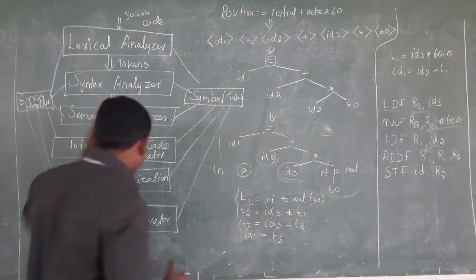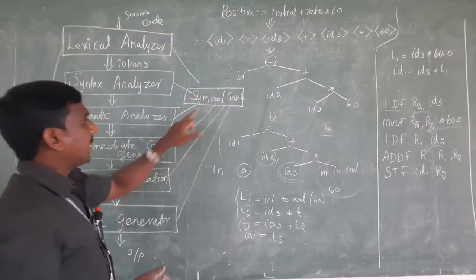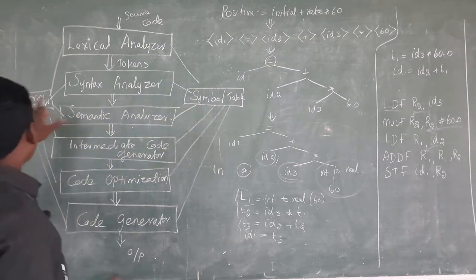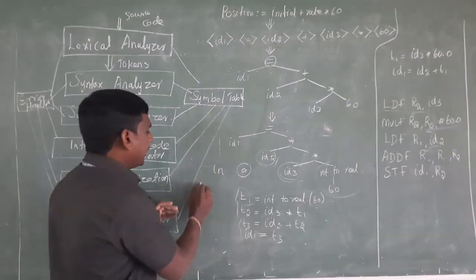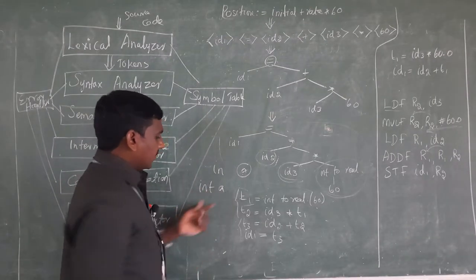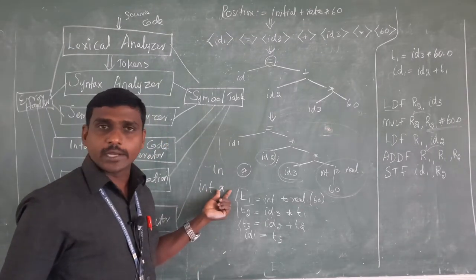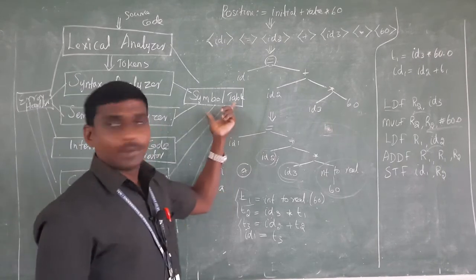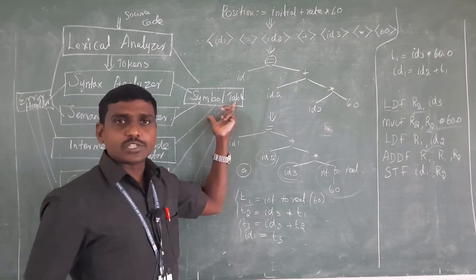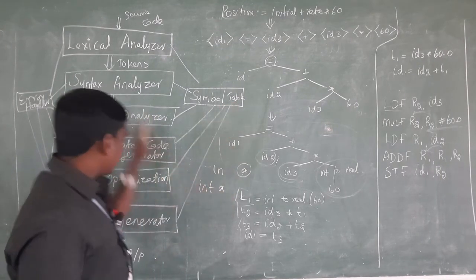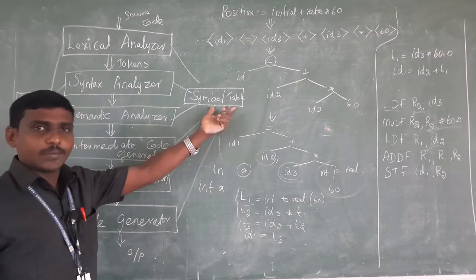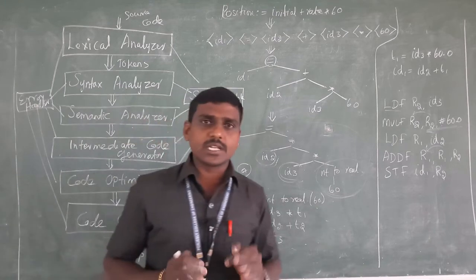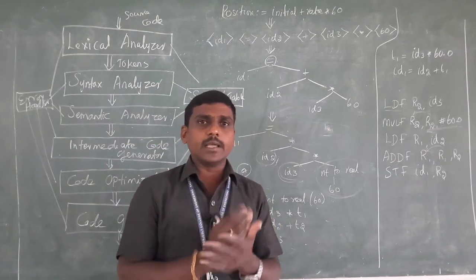So this is the structure of the program. Two more important phases are there: one is the symbol table and another is the error handler. The duty of the symbol table is, if you give int a, the variable a is stored in the symbol table. Whenever the program needs that variable's value, it takes it from the symbol table. So the symbol table is a data structure used to store and retrieve values.